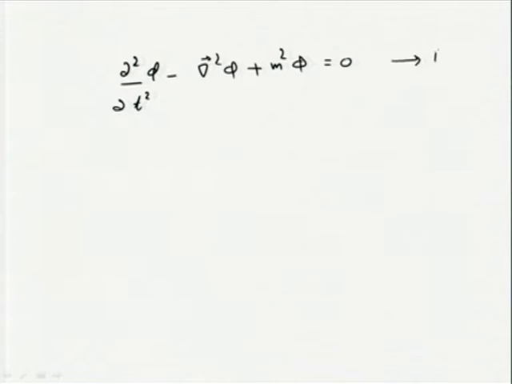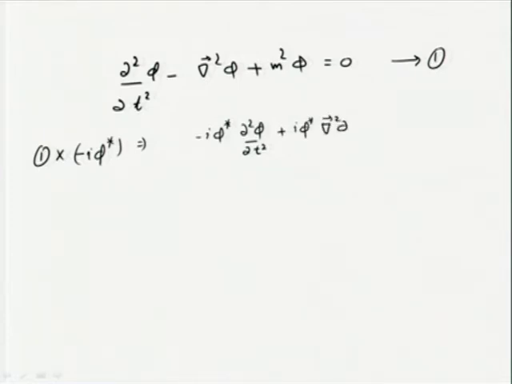Let me call this equation 1. So, equation 1 times minus i phi star will give me minus i phi star second derivative with respect to time of phi, plus i phi star grad square phi, minus i phi star, I can take m outside, m square phi equal to 0. Let me call this equation 2.